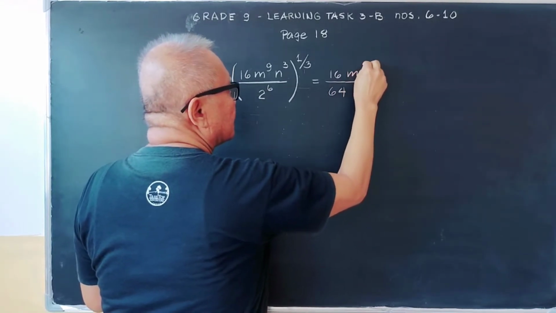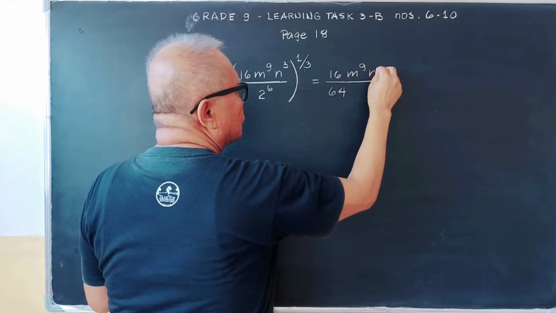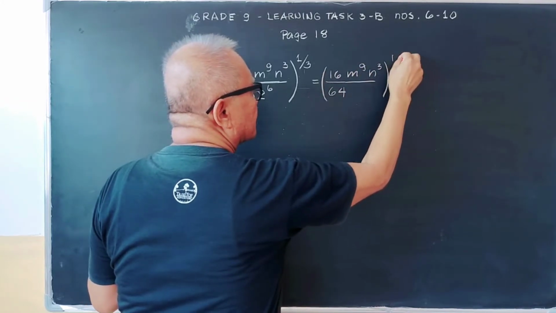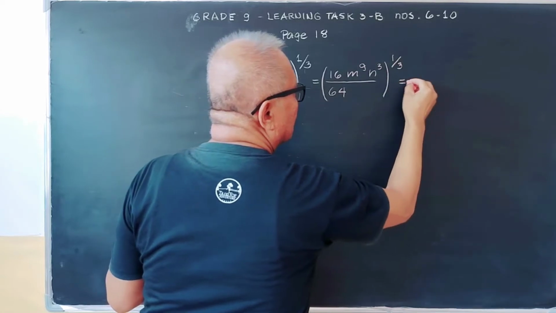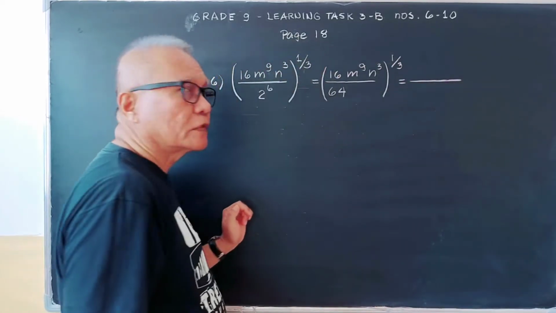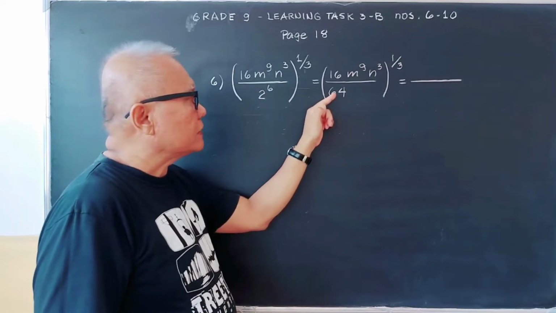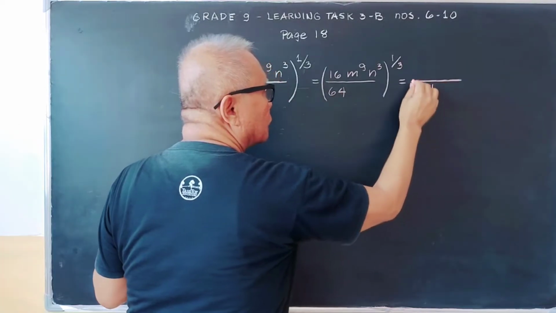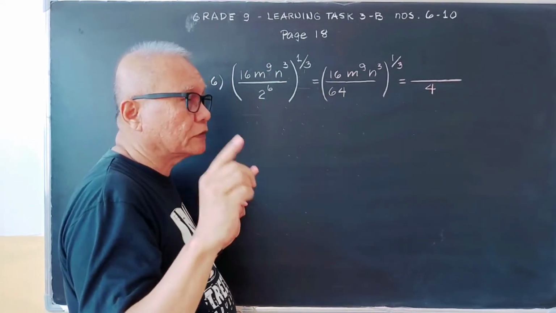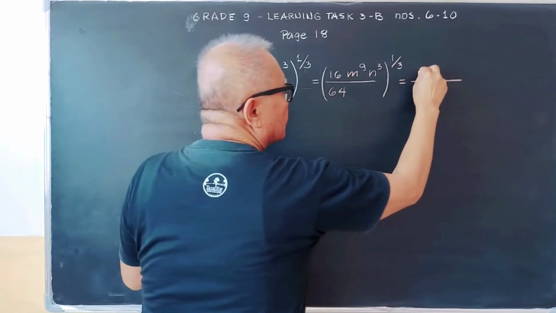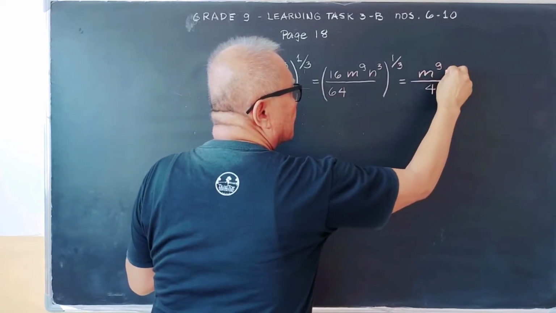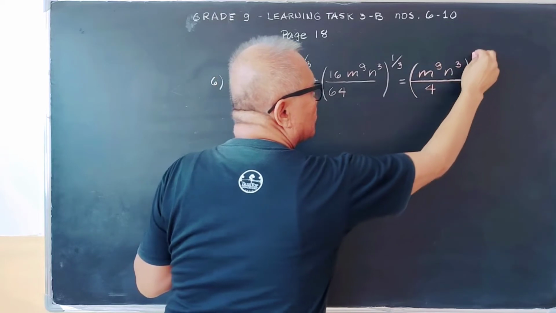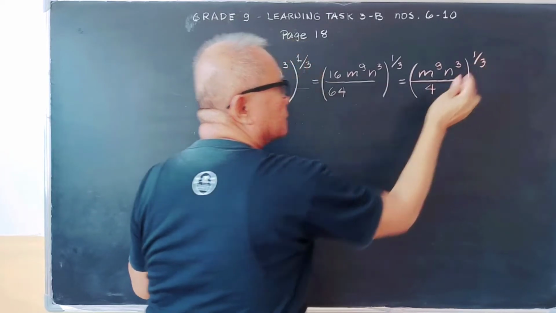M to the 9 pa rin. N cubed. Tapos 1/3. Ayun. Lowest term natin. Or divide natin. 64 divided by 16, 4. Anong nasa taas? 1. Huwag na natin ilagay kasi meron pa tayong m to the 9th n cubed, and then raise to the 1/3 pa rin sila. Ganun pa rin.